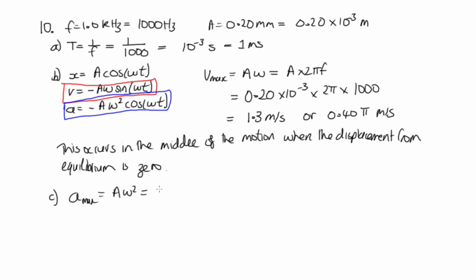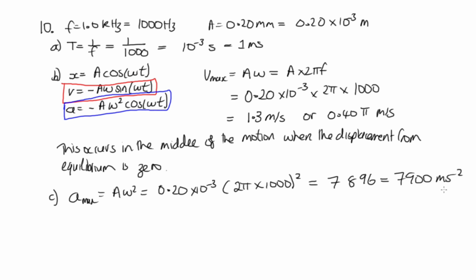So that is equal to 0.20 times 10 to the minus 3. And then omega is just 2 pi f. So this is 2 pi times 1,000, and that's squared. So then putting that into the calculator, we end up with 7,896, which is equal to 7,900 meters per second per second. Now it also asks us where does this occur.